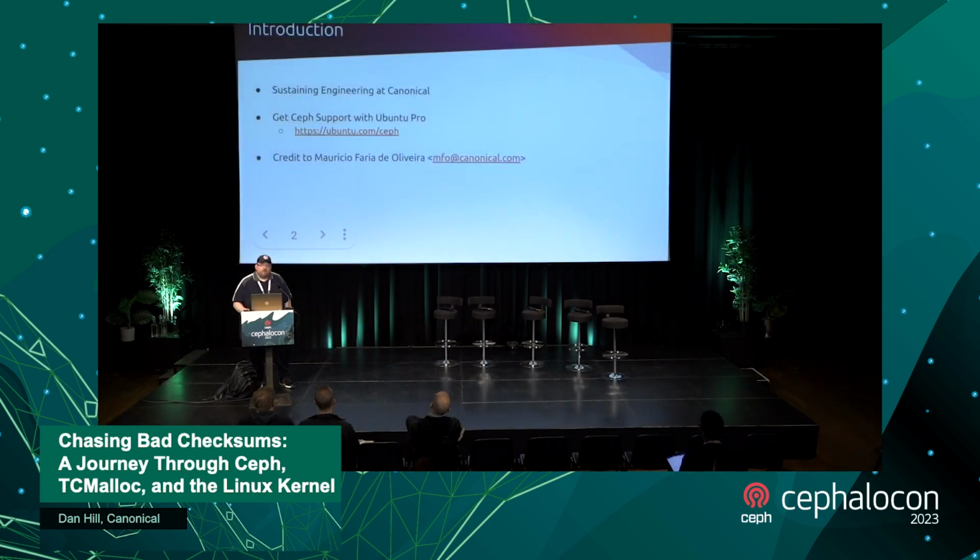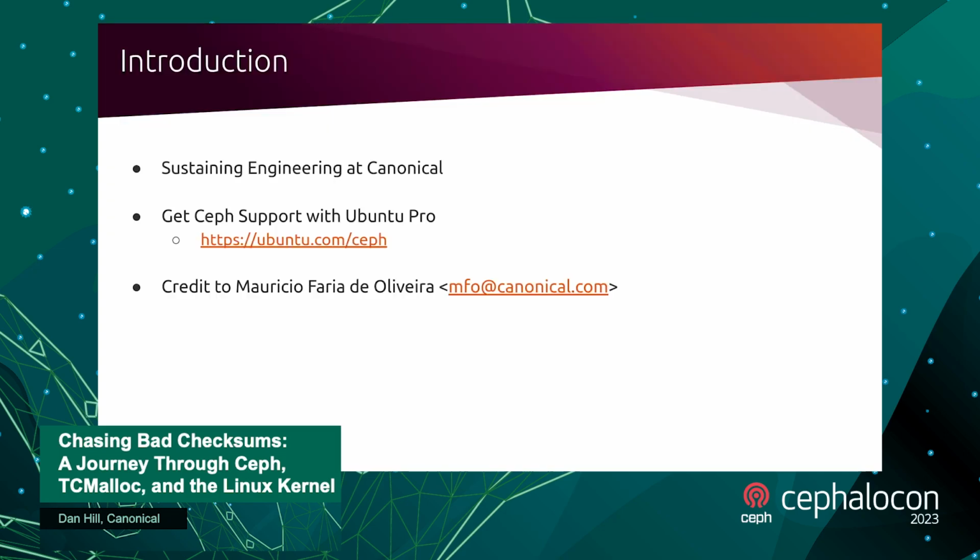There we go. So what is sustaining engineering? We act as a point of escalation for our support teams. We troubleshoot and resolve complex issues, engineer fixes, test and validate the solutions to ensure that they effectively address our customers' needs.